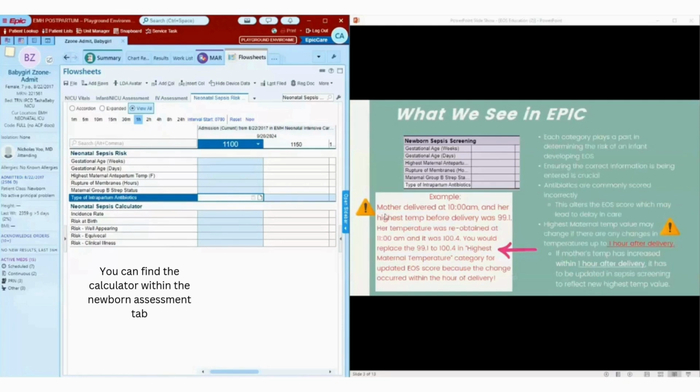For example, mother delivered at 10 a.m. Her highest temp before delivery was 99.1. Her temperature was re-obtained at 11 a.m. and it was 100.4. We would go ahead and add a column, and we're going to input the same information here except for the highest maternal temp. That's one thing that would change. And then you're going to get your updated sepsis score here.